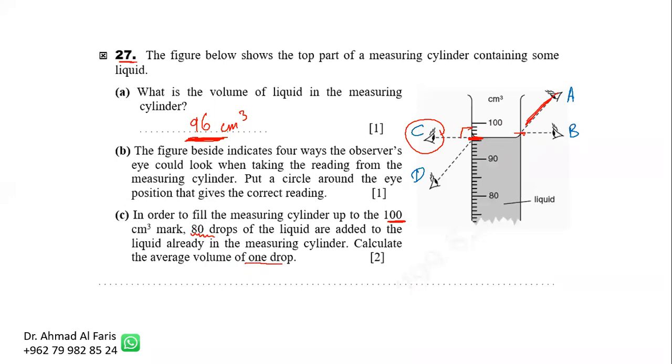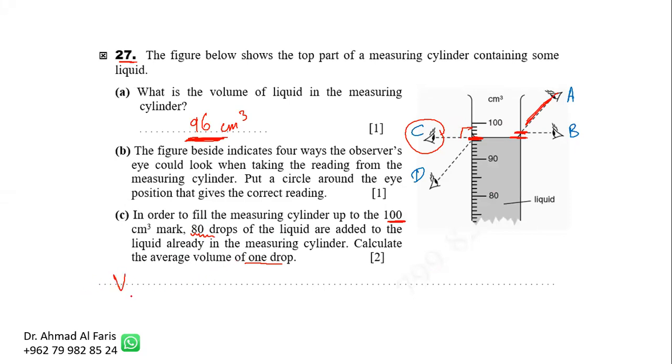Why is it not B? Because it's from the top of the meniscus, not from the bottom. The bottom of the meniscus is always the correct answer, except if it was mercury. If it was mercury, read from the top. Okay, Muhammad. How can we answer this question? No, you have to be careful.